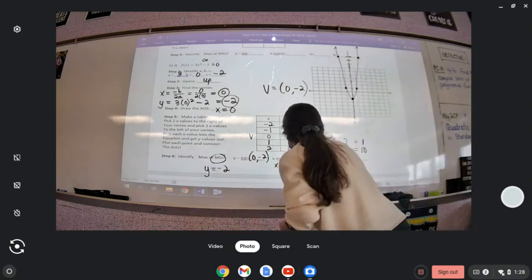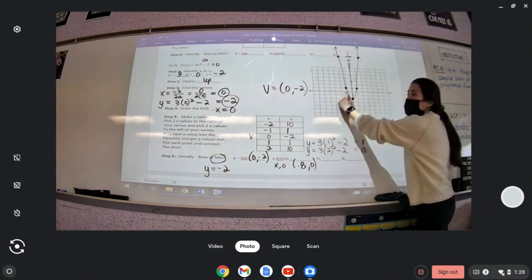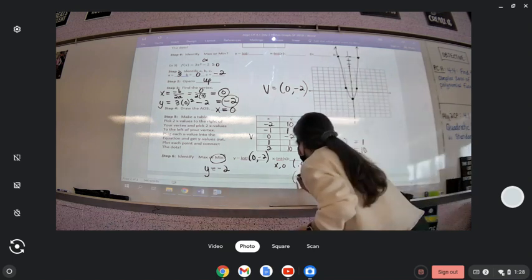So let's say you said 0.8. Well, then probably because of symmetry, this one's probably going to be -0.8.